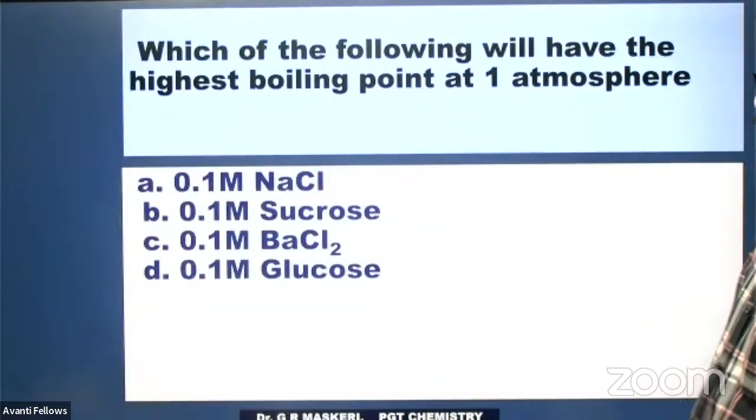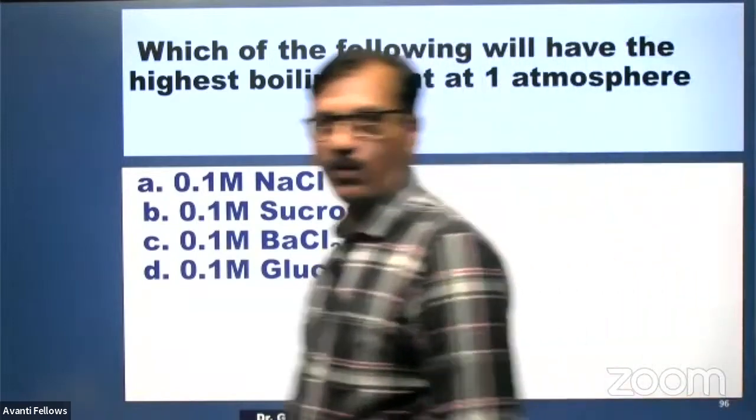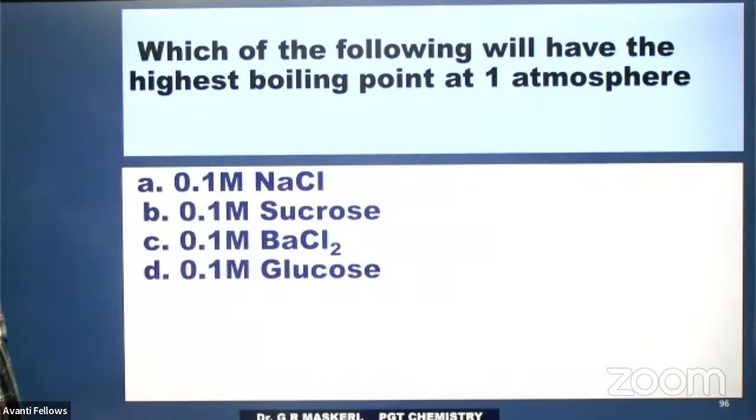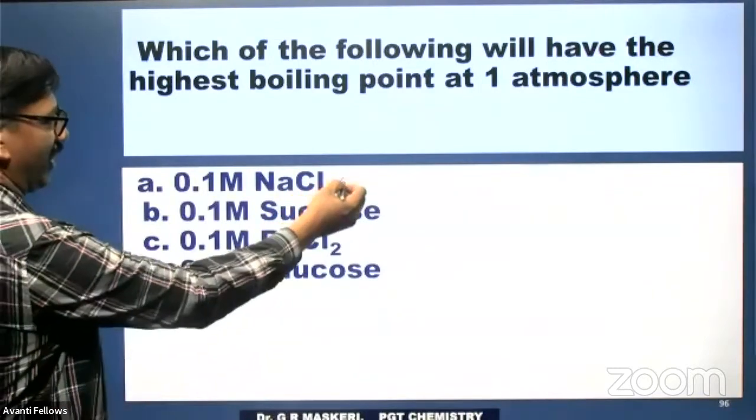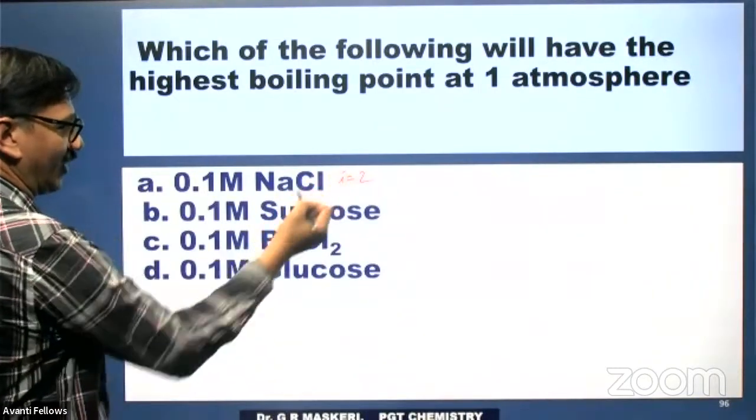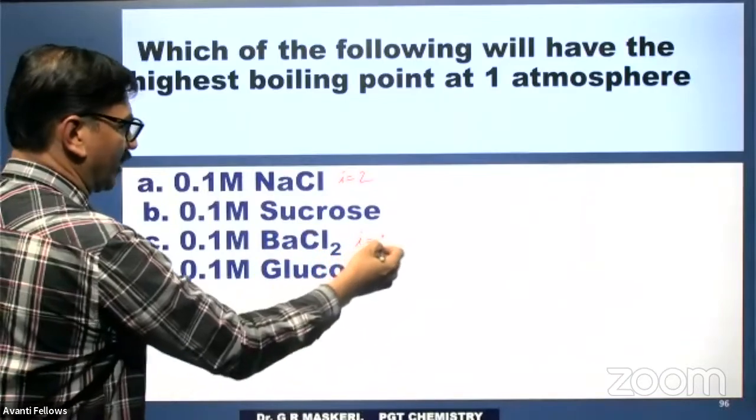Which of the following will have the highest boiling point? This is what is often asked. Glucose is not dissociated, option c. The i value for this one is 2, NaCl. For this, the i value is 3. Therefore, the answer is c.